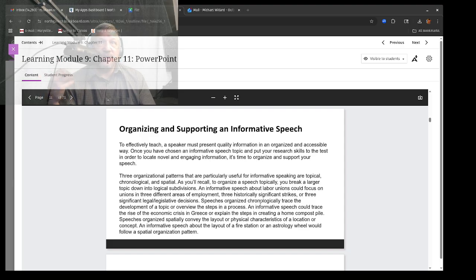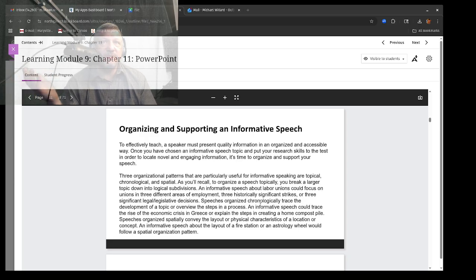Speeches organized chronologically trace the development of a topic or overview. So, an informative speech on the rise of the economic crisis in Greece would explain how it happened, what caused it, what decisions were made early, what decisions were made in the midterm, and then maybe even how Greece can overcome this, because they literally had to file bankruptcy. A country had to file bankruptcy.